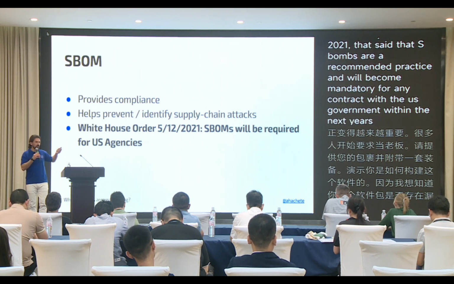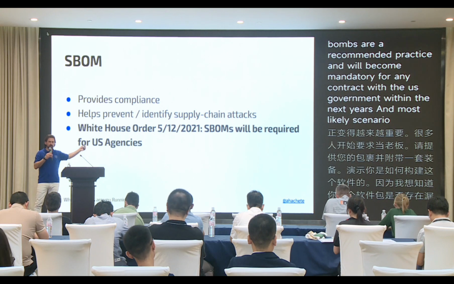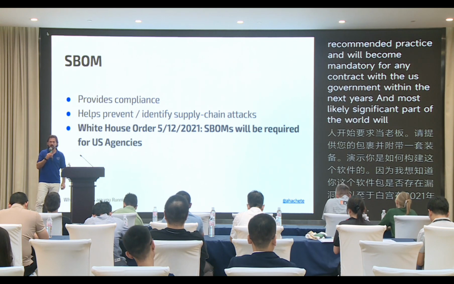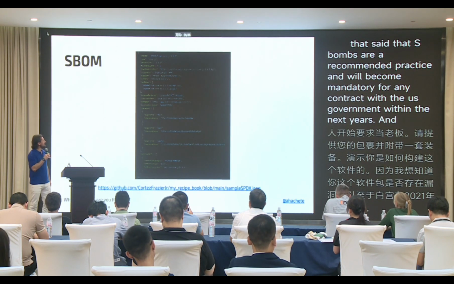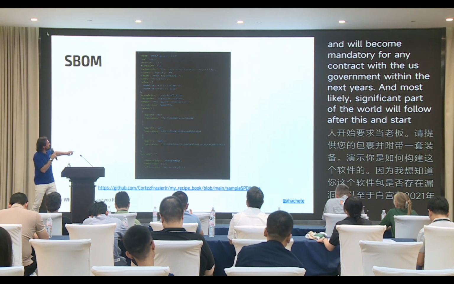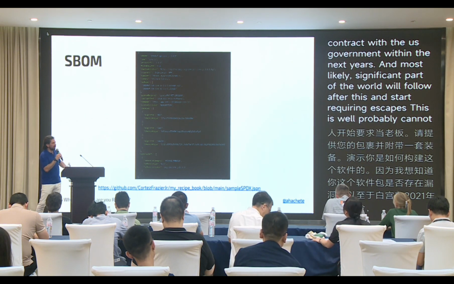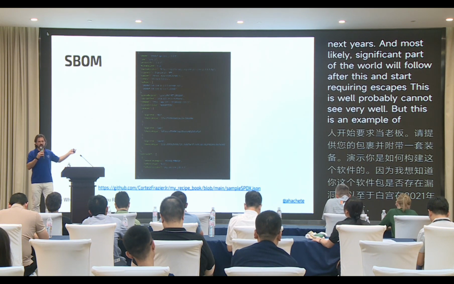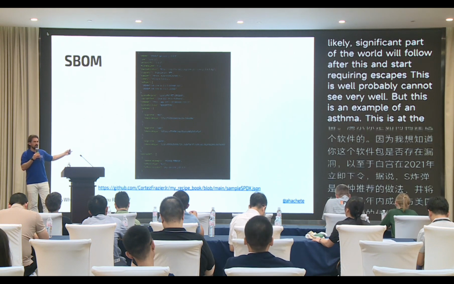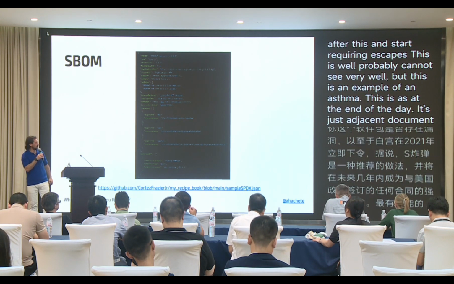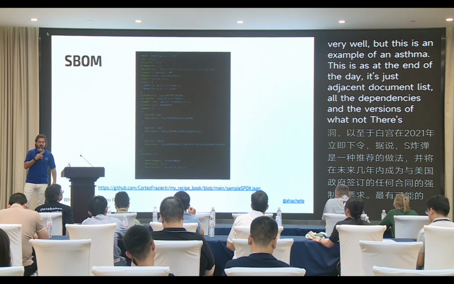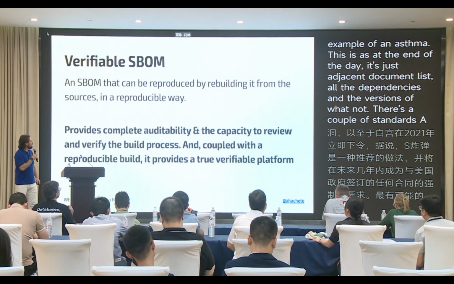And most likely, a significant part of the world will follow after this and start requiring SBOMs. You probably cannot see it very well, but this is an example of an SBOM. At the end of the day, it's just a JSON document listing all the dependencies and the versions and whatnot. There's a couple of standards about SBOM documents.